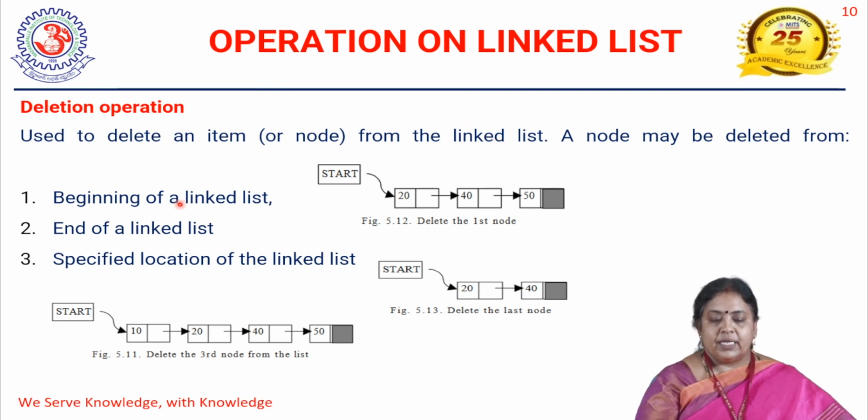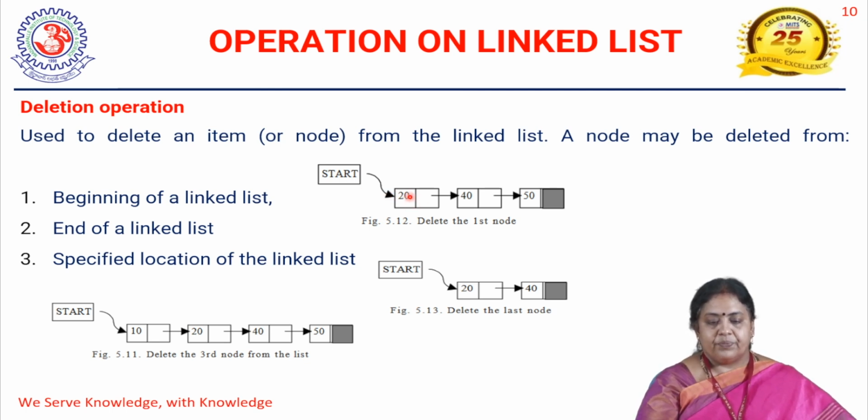So we can delete the node at the beginning, or we can delete the node at the end, or we can delete the node at the specified location. Suppose you want to delete the first node. What you have to do: the start pointer contains the address of this particular node, right? Then instead of this address, we are going to store this address. That means the node will be detached from the link. As soon as the node is detached, the memory will be deallocated.